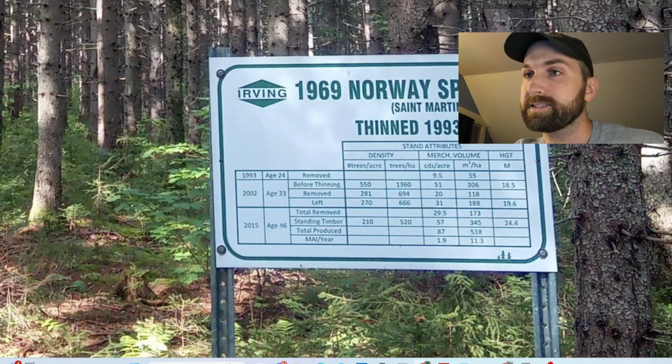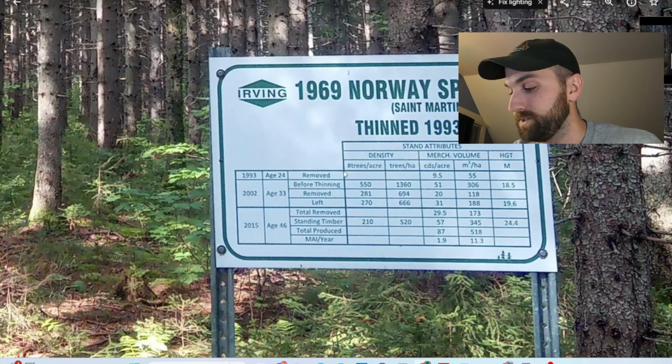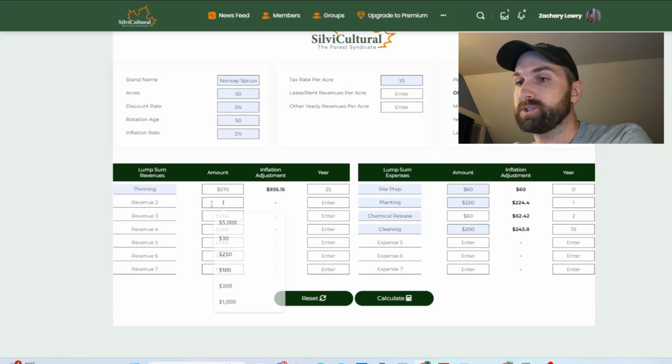And next up, just 9 years later, they had a second thinning in which they removed 20 cords per acre. So that gives us $1,200 per acre at year, what was it, 34? Yep, 34. All right, so next up in 2015, as I understand it, this is basically just an inventory statement. There was no thinning this year because they have 29.5 cords for total removed, and that adds up to these other two removals. It's a little bit confusing how they lay this out, but I'm pretty sure that's correct.